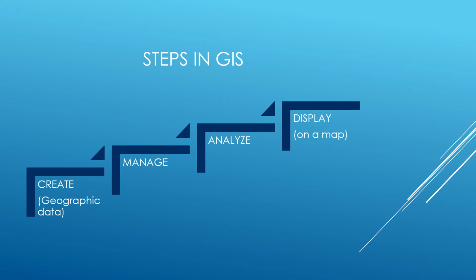These are the steps in geographic information system: to create geographic data, to manage it, to analyze it, and to display it on a map. And these are also the primary functions of a geographic information system.